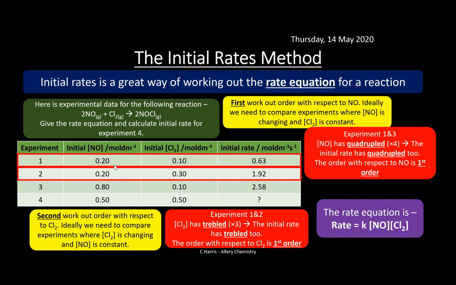So once we've got that, we can now work out our rate equation, and our rate equation is rate equals k, concentration of NO, and the concentration of Cl2. So pretty straightforward, as you can see, and obviously we haven't put the ones next to each of the brackets there because we know it's first order, so we don't need to put the ones there, and we just keep it the same.